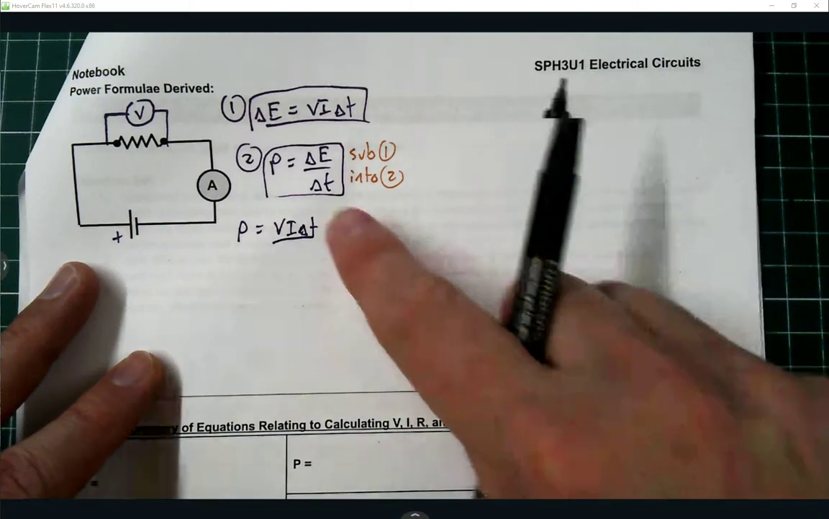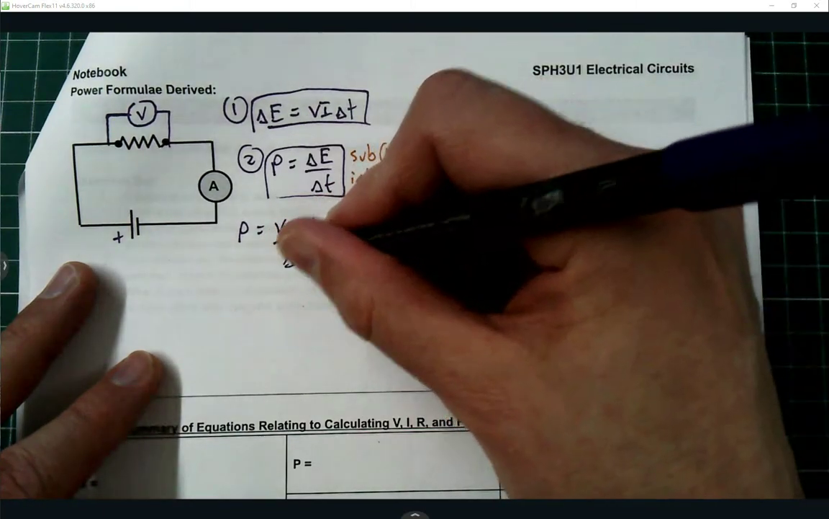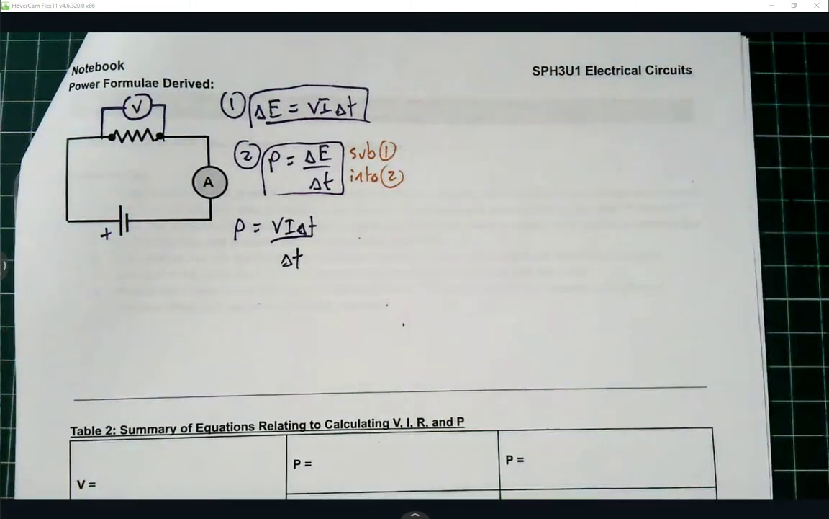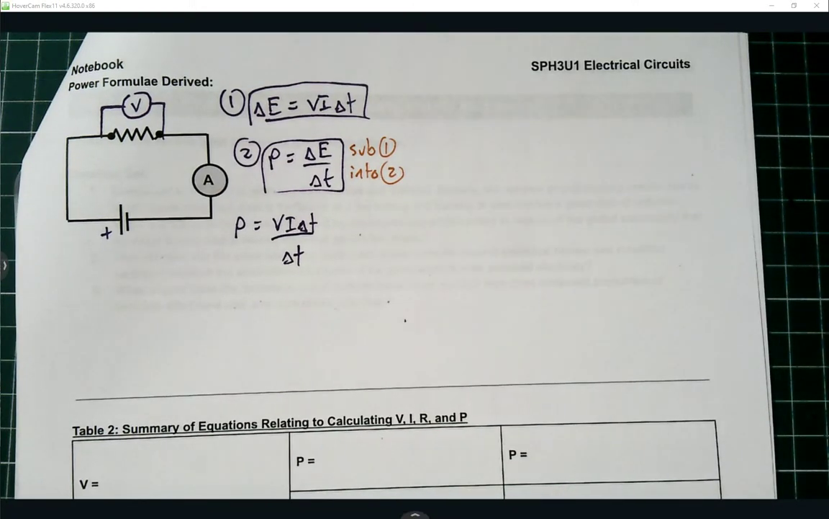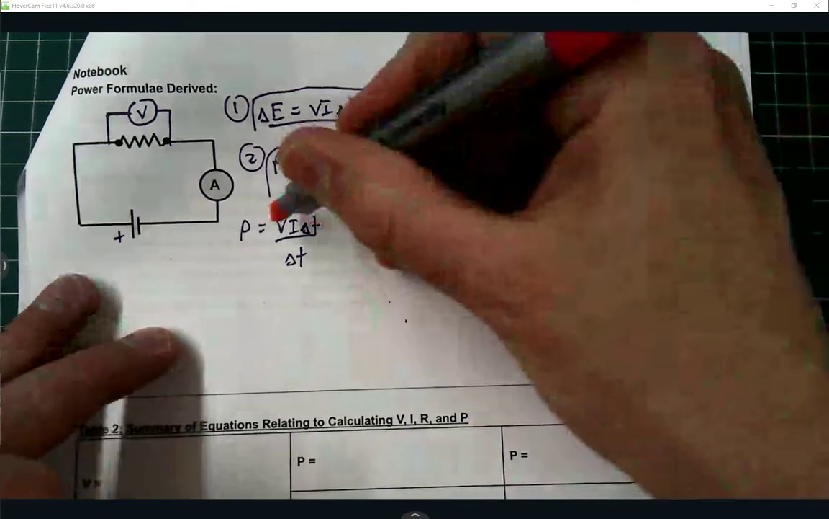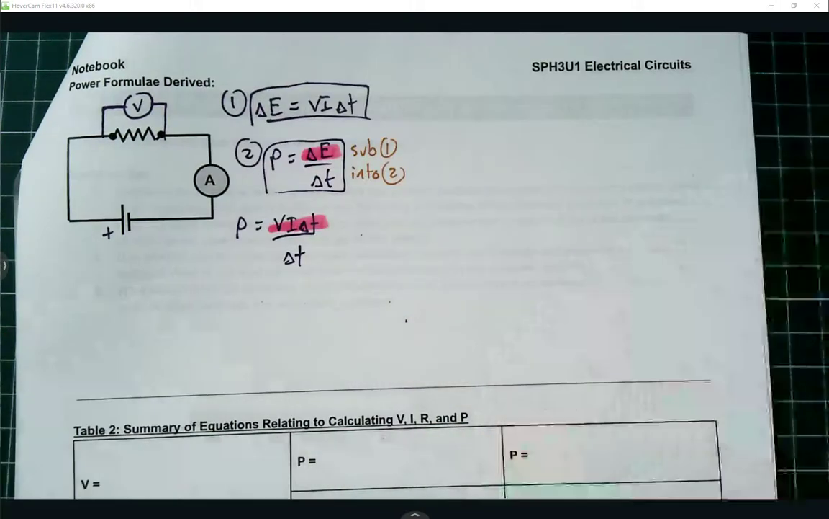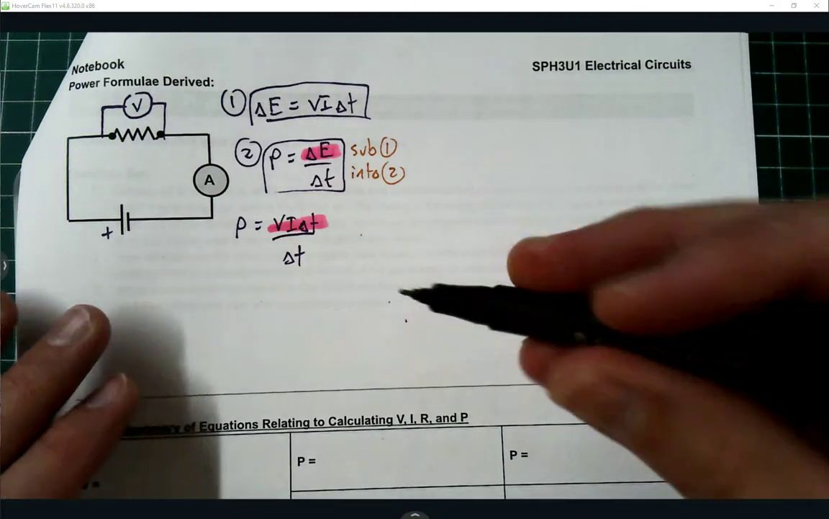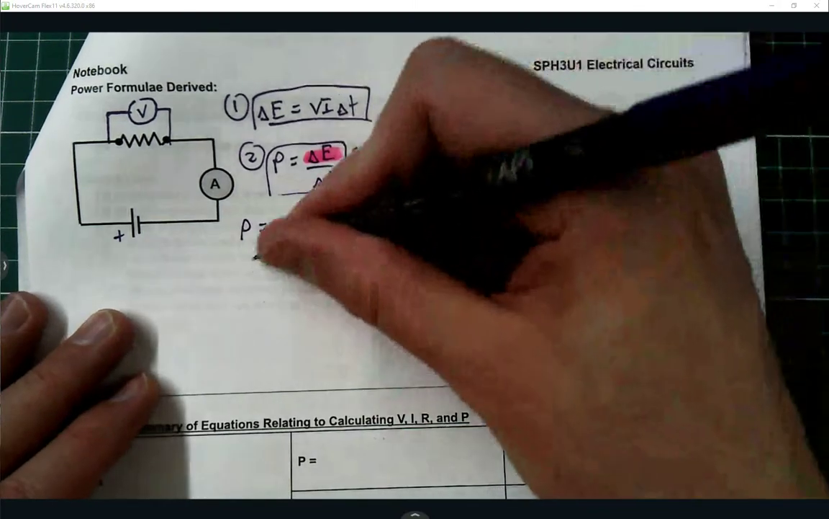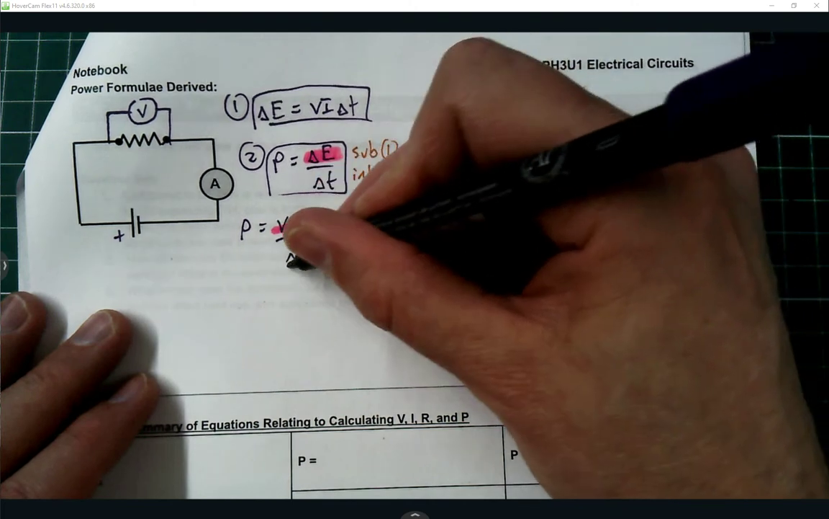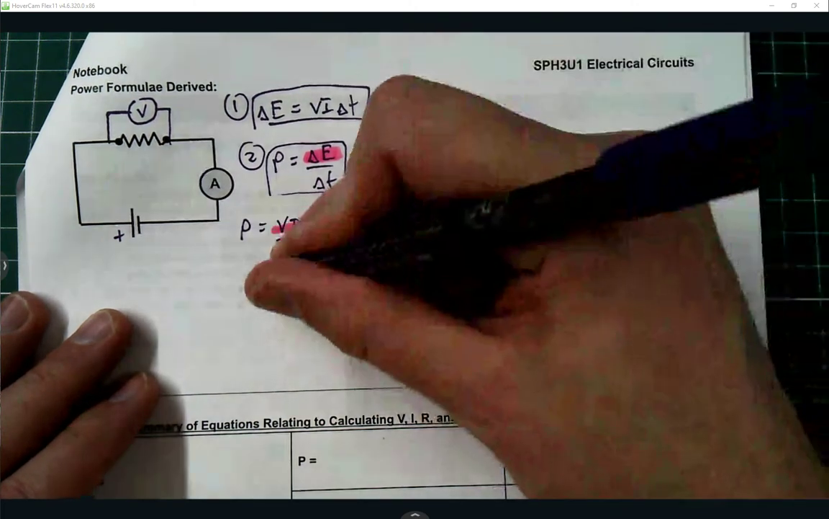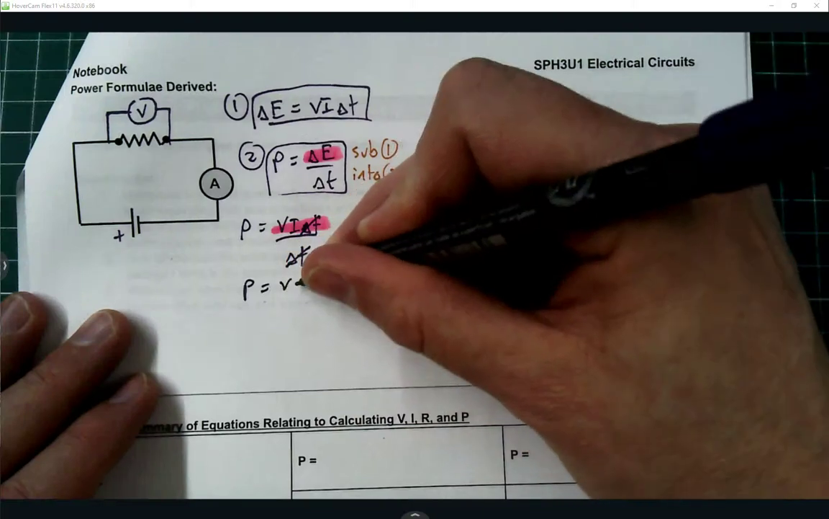But then in the denominator, I still have a delta T. So just to be clear what we just did there, we just subbed in V I delta T where the delta E used to be. We've taken equation 1 and subbed it into that location. And you notice that the time, delta T, cancels out. That leaves us with power is equal to V times I.